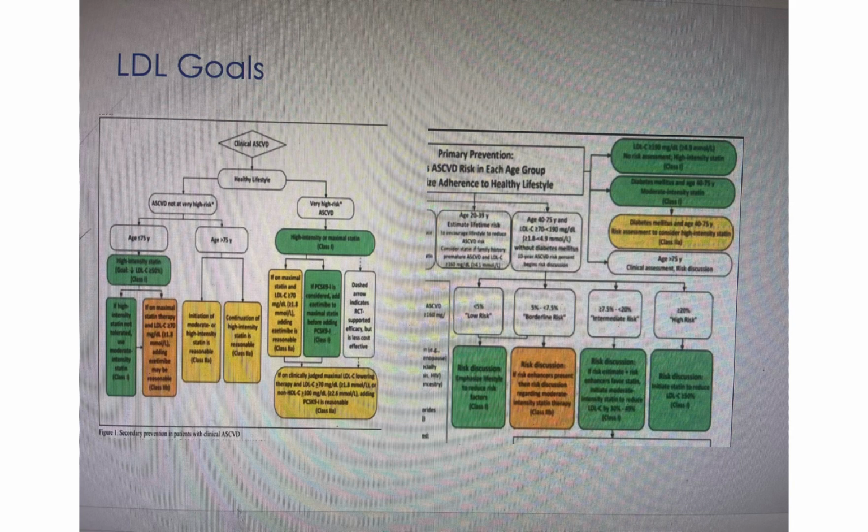Then comes age 20 to 39 years. Their LDL goal is less than 160 and drug therapy is advised if there is a family history of premature ASCVD and LDL-C greater than 160.